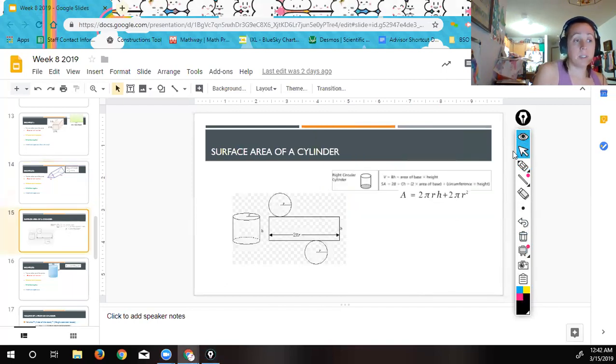Now for a cylinder we use this formula. We take 2 pi r, so essentially a circumference formula times the height, plus 2 pi r squared. So it's the area formula times 2. So 2 areas and then 2 circumferences, basically. Well, 1 circumference times the height.